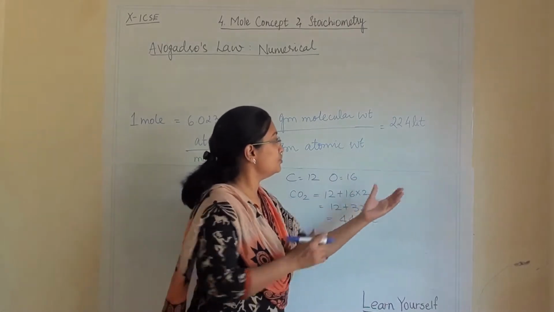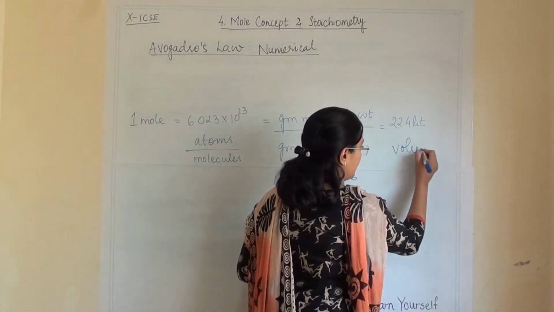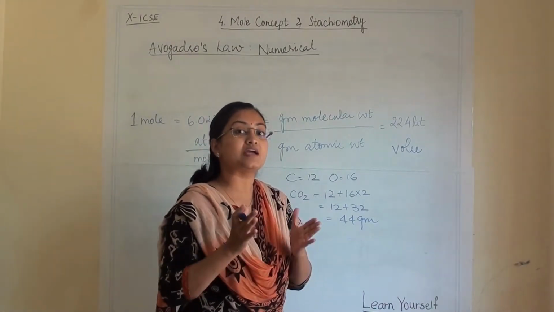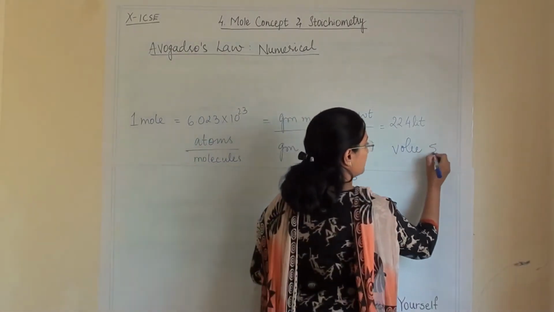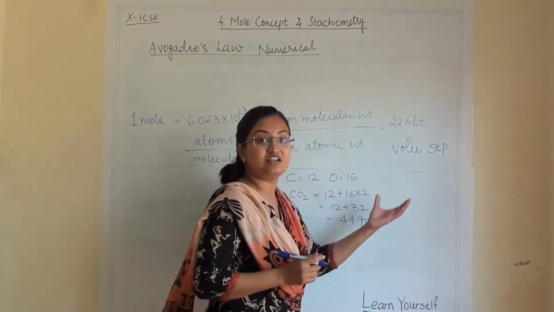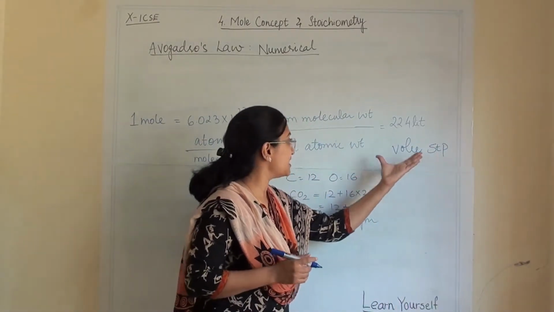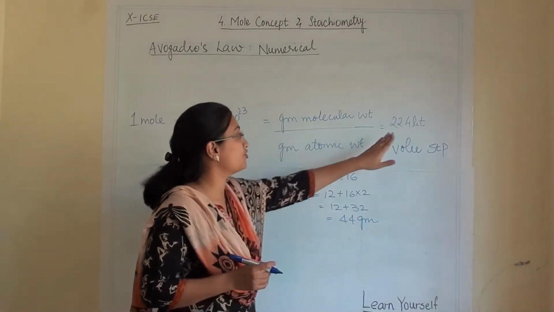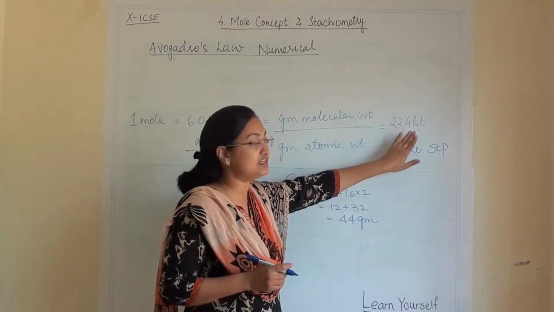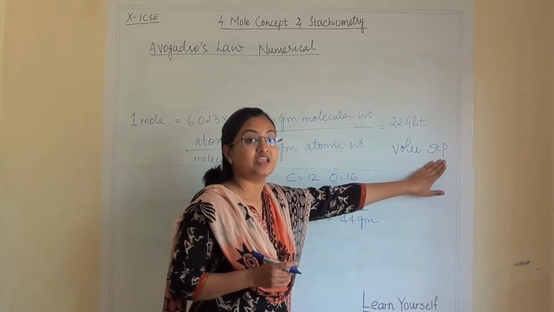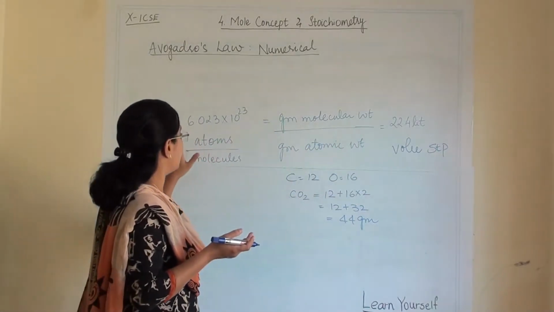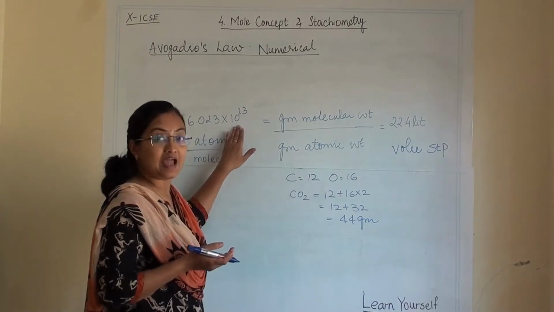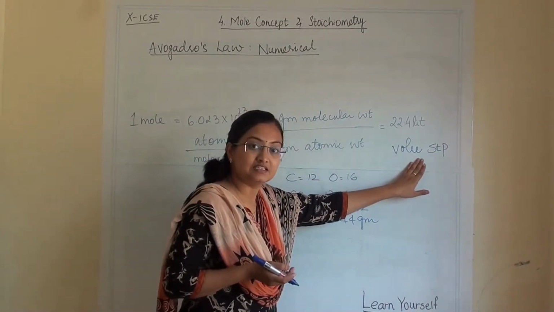Now going to the volume. In numericals, it generally says volume occupied at STP. STP means standard temperature and pressure. This means that 1 mole of molecules or atoms will occupy 22.4 liter volume at STP. It also means that 6.023 10 raised to 23 atoms will occupy this much volume.